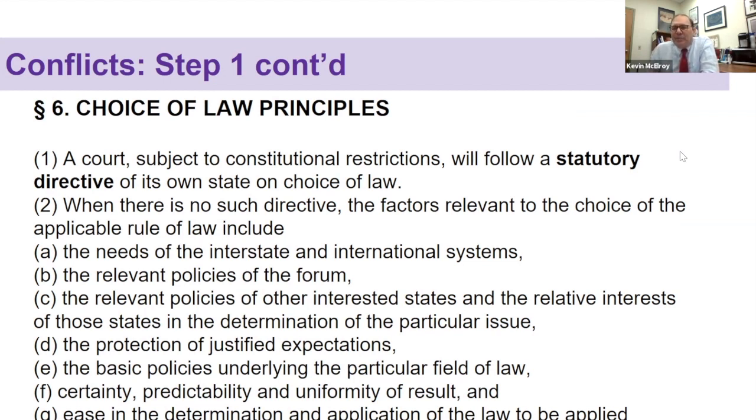Is it going to cause problems if one state's laws are applied versus the other to trade, whether it be international or interstate? Okay, is trade going to be severely hampered, or within states, will traffic, movement of people be severely hampered by one than the other? Well, we want to err on the side that makes it easier for goods and people to move around. The relevant policies of the forum, and then C, the relevant policies of other interested states.